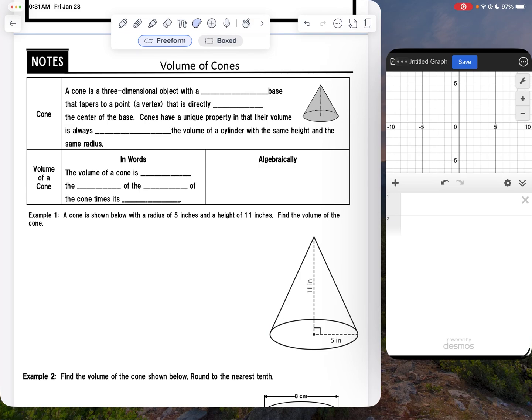In today's lesson, we will be exploring the volume of cones. Before we do, let's review exactly what a cone is. So a cone is a three-dimensional object with a circular base.